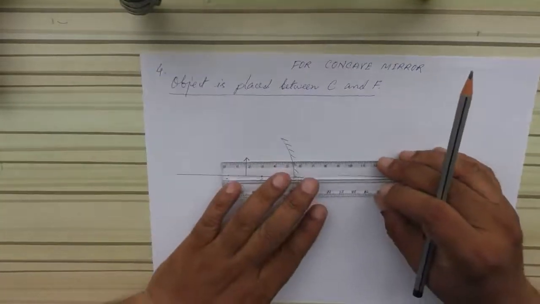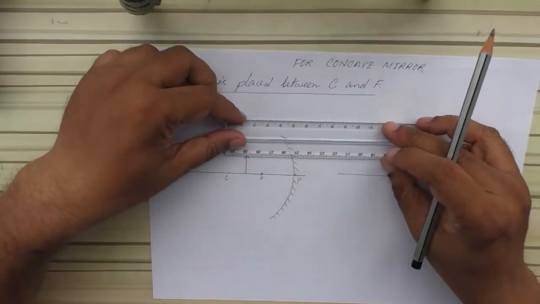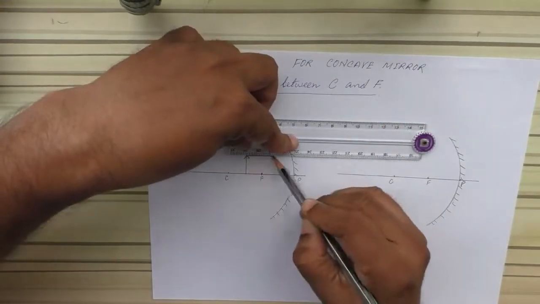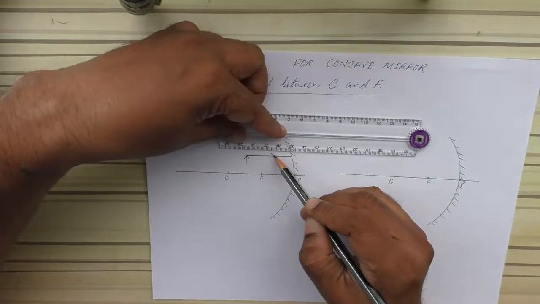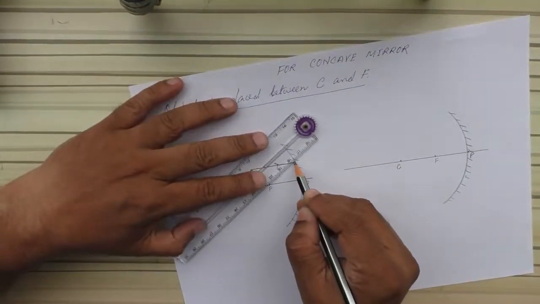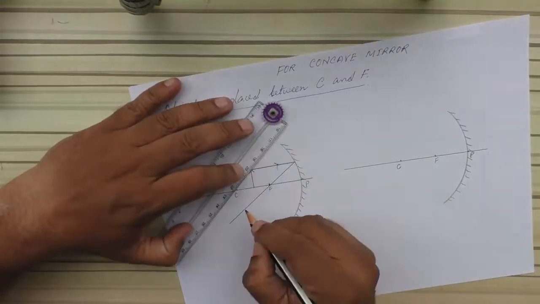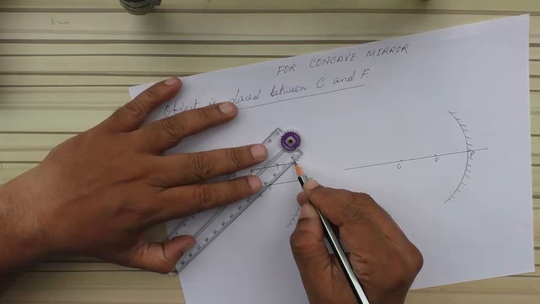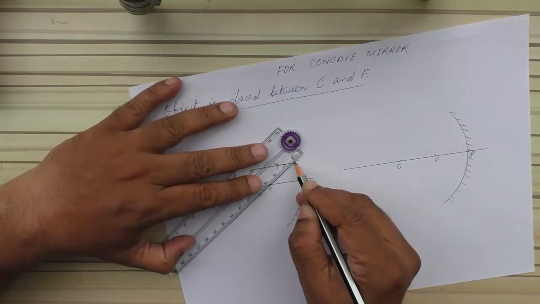A ray of light incident parallel to the principal axis. In case of concave mirror, after reflection, this light ray will pass through focus. This light ray is passing through focus. Let's extend it a little.